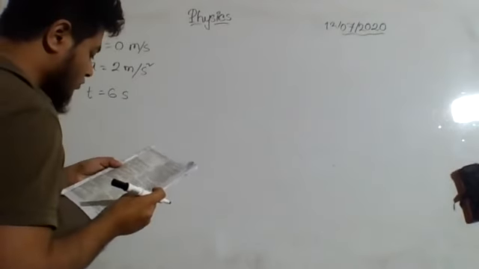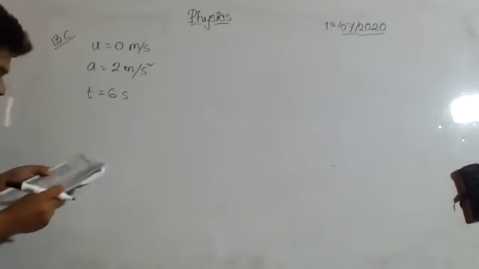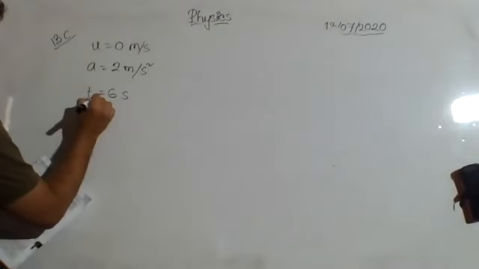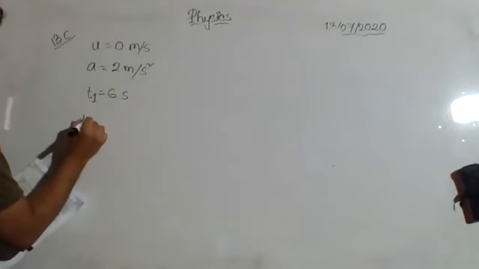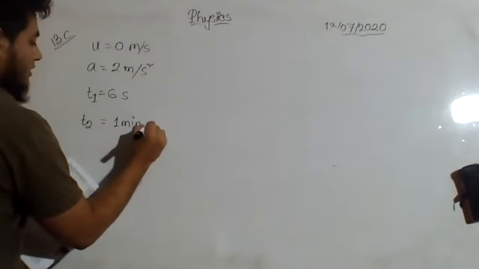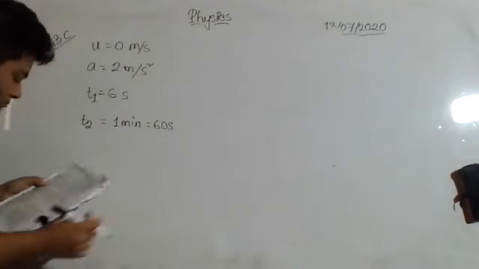After that, it moves with constant speed for 1 minute. Okay. So then it moves. There are 2 times. So let us consider this is t1 and another time there is t2, which is 1 minute. I can write it equal to 60 seconds.